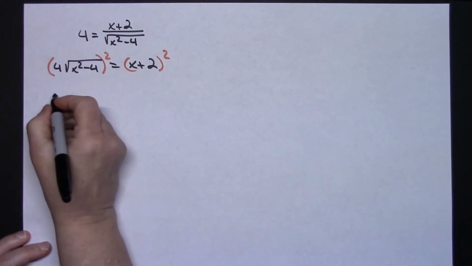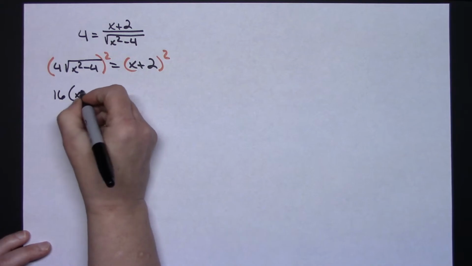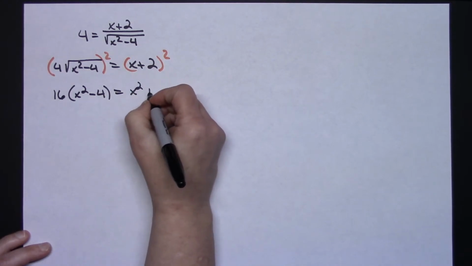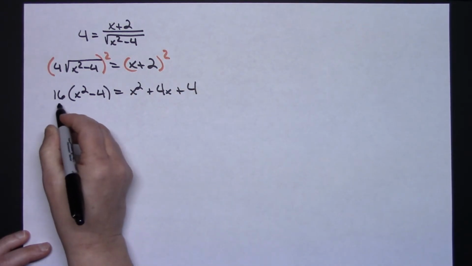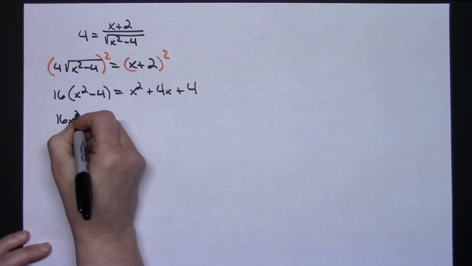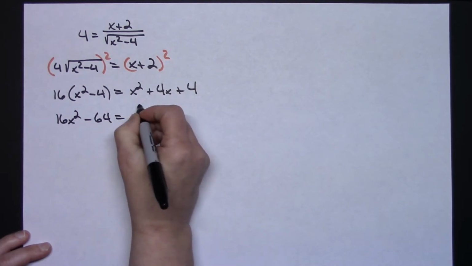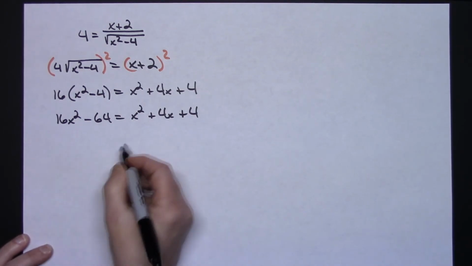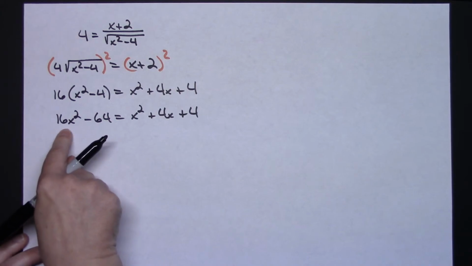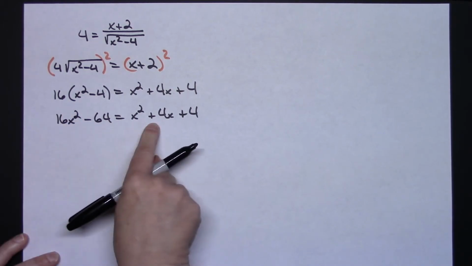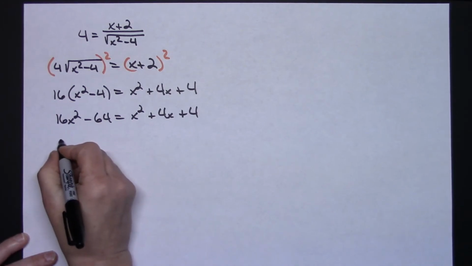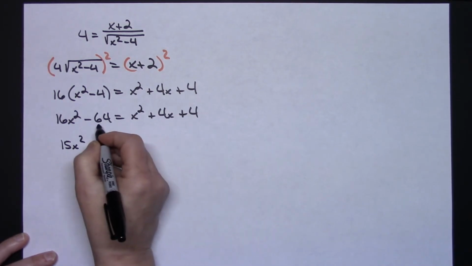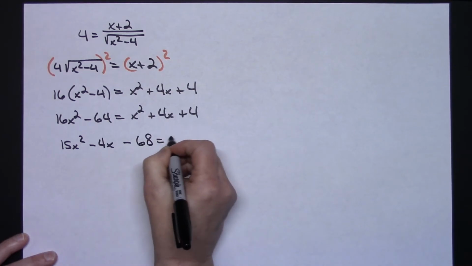So then on this side, I'll have 16 times the quantity x squared minus 4 is equal to, squaring this out, I'm going to have a trinomial, x squared plus 4x plus 4. Distributing right there, 16x squared minus 64 is equal to x squared plus 4x plus 4. Alright, I can see now that I'm going to have a quadratic equation, so I might as well go ahead and move everything over to the left. I want that leading coefficient on that x squared term to remain positive. That's going to give me 15x squared, subtracting that 4x from both sides, subtracting that 4 will give me negative 68, and then equals 0.